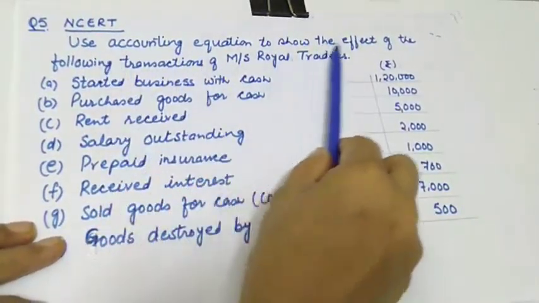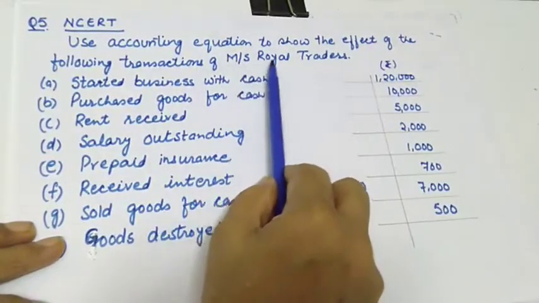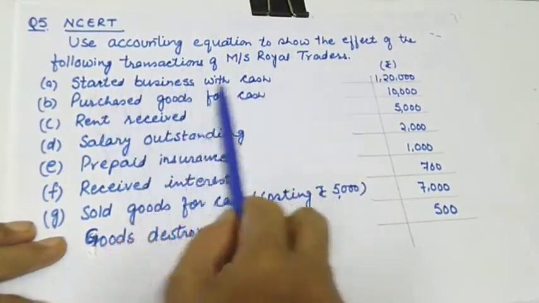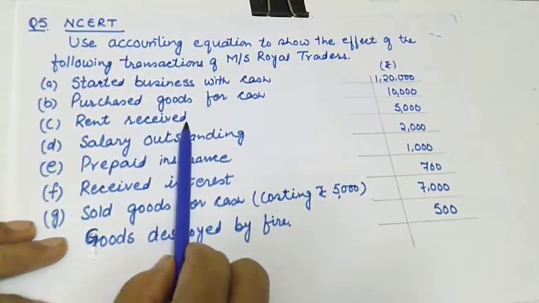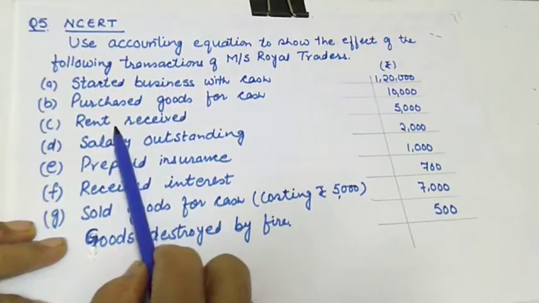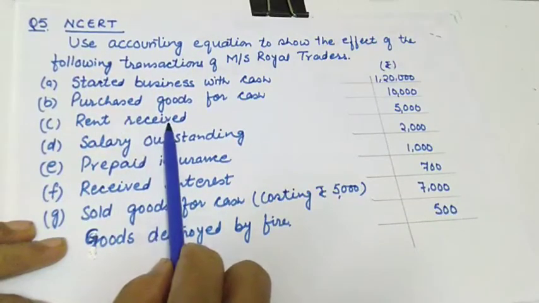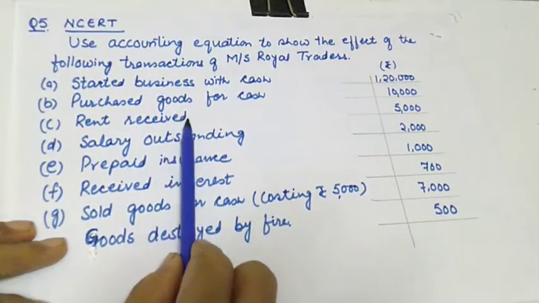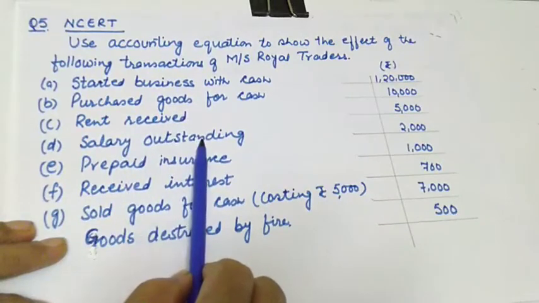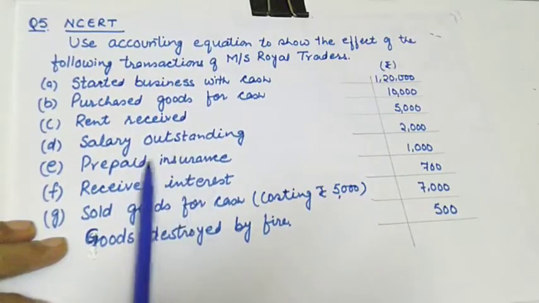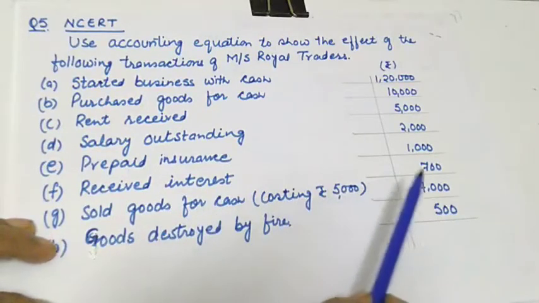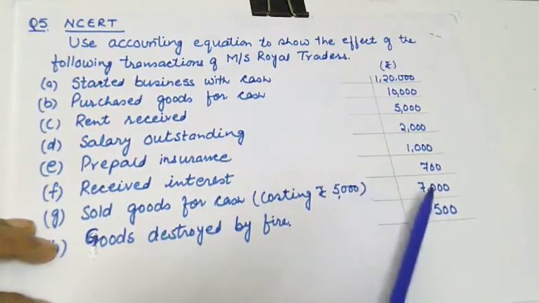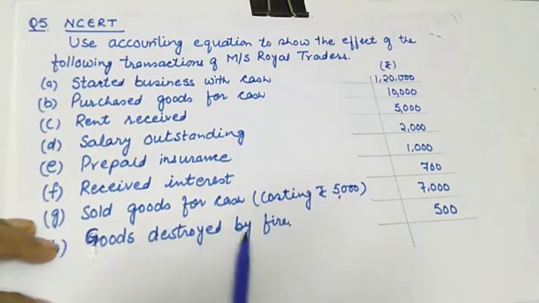Use accounting equation to show the effect of the following transactions of Messrs. Royal Traders. Started business with cash, purchased goods for cash, rent received. This is an income. And you know how to treat income? It is to be added in capital as well as added in cash also. Salary outstanding, it is an expense. Prepaid insurance, received interest, sold goods for cash costing 5,000 for 7,000. Here you are having a profit of 2,000. Goods destroyed by fire. So let us start.